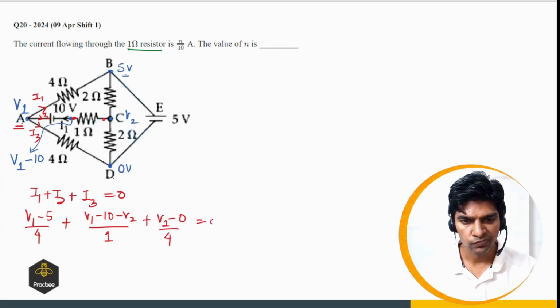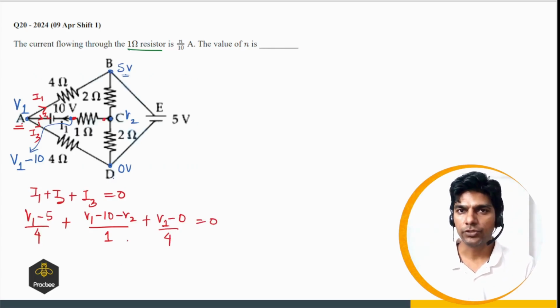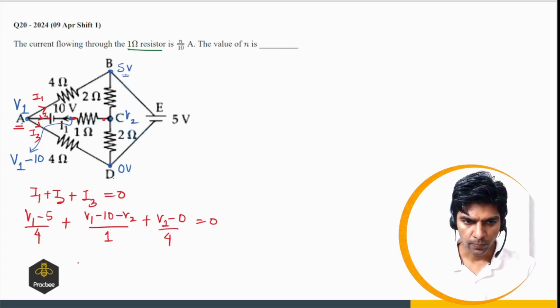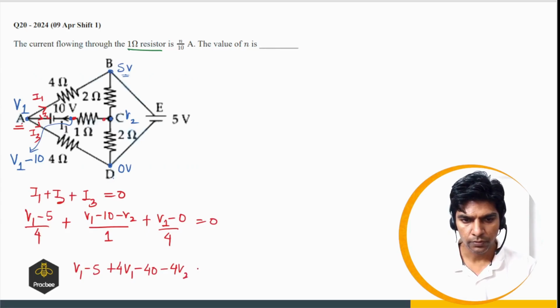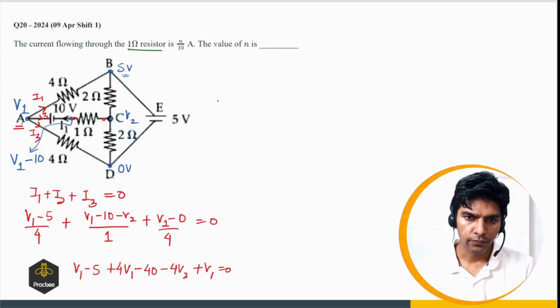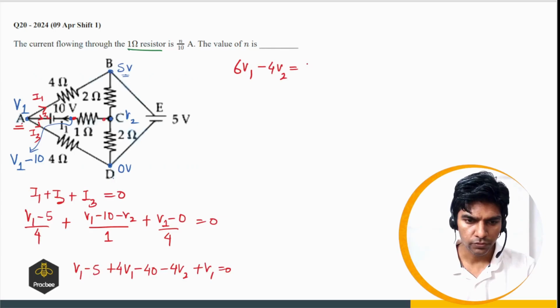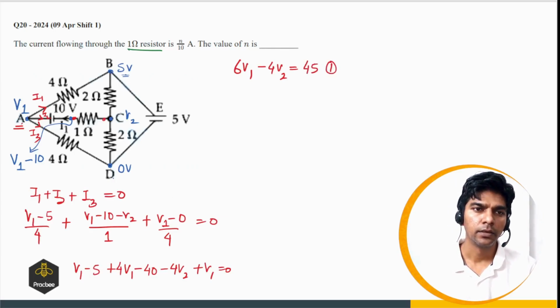Now let us multiply this equation by 4. So this will become V1 minus 5 plus 4 times (V1 minus 10 minus V2) plus V1 equals 0, and it will give us 6V1 minus 4V2 equals 45. So that is the first equation.